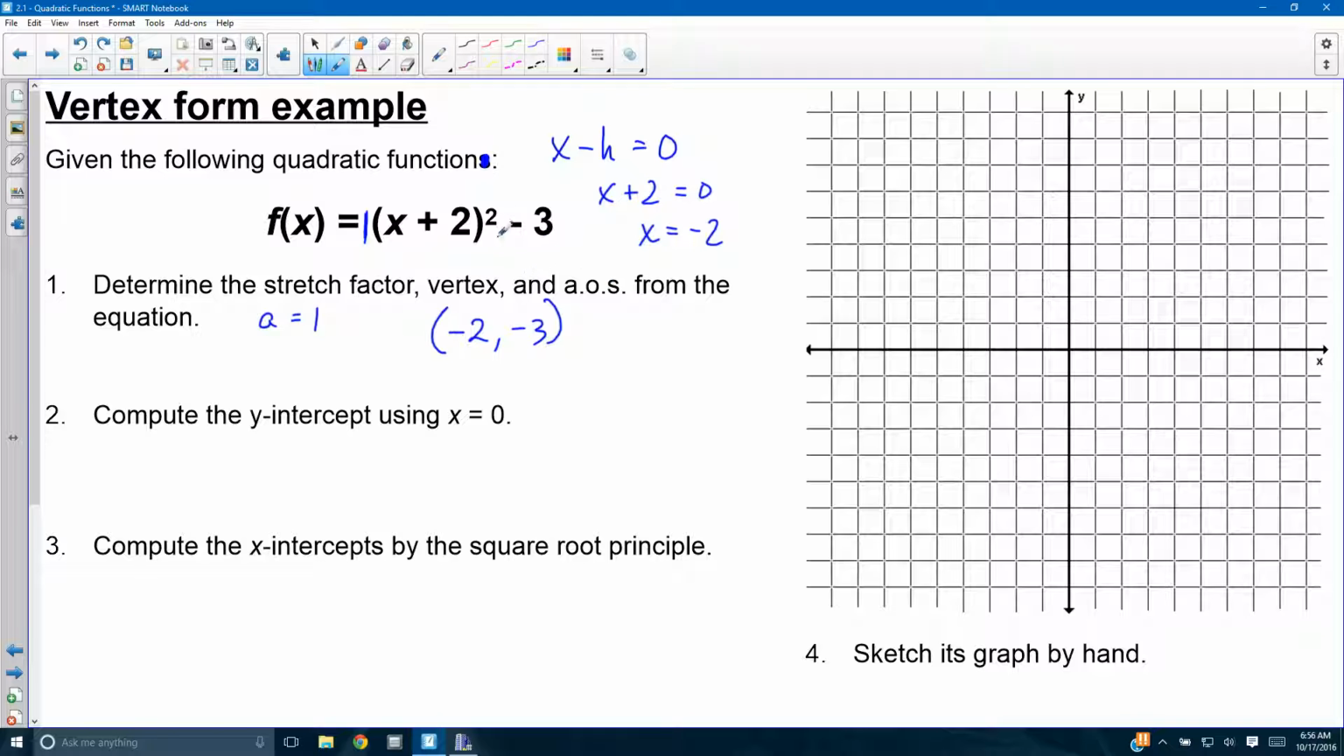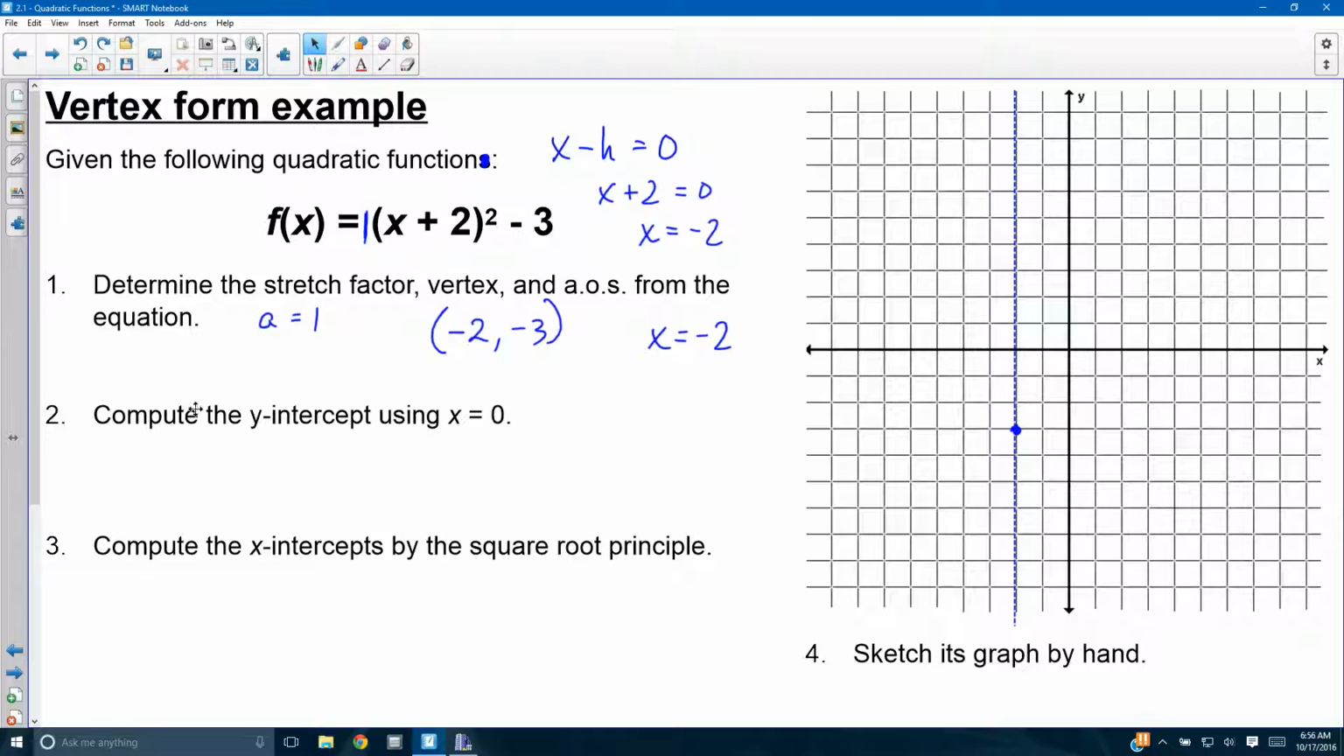Okay. Axis of symmetry, it's at x equals -2 because it's part of the vertex location. So I already have the vertex. I already have the axis of symmetry. Not too bad. So far, so good.